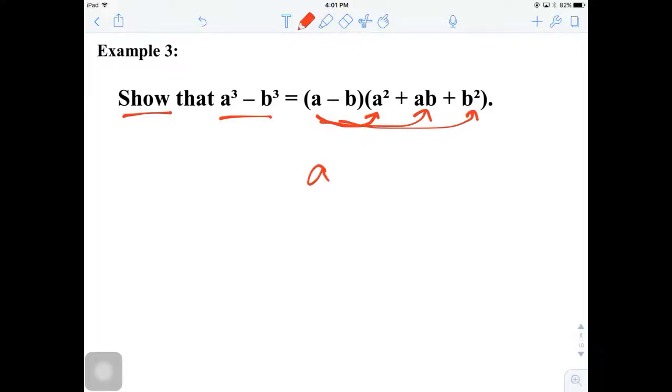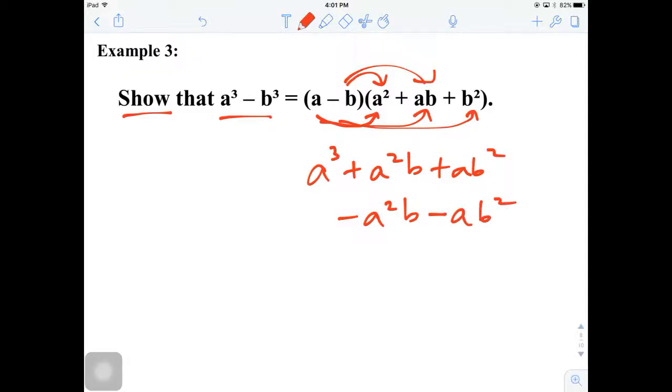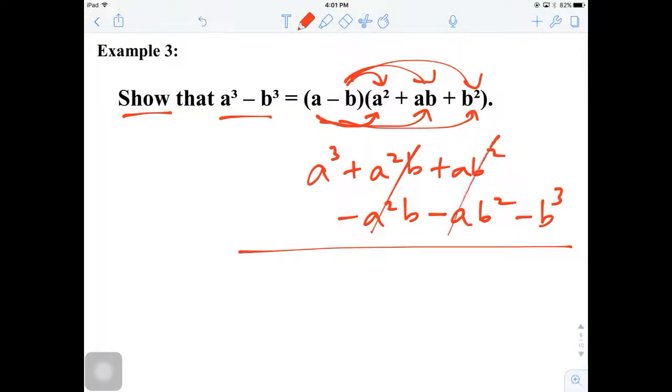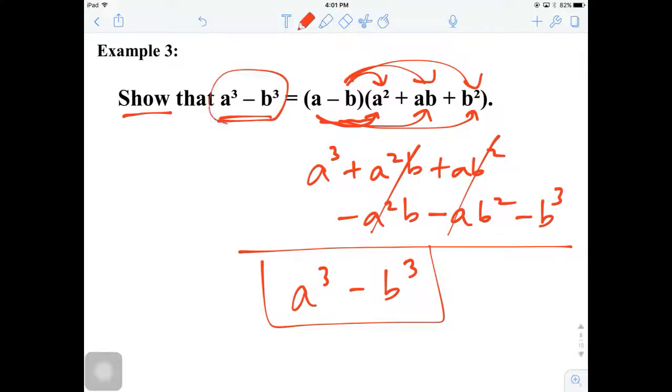So we're going to have a to the third plus a squared b plus a b squared. Next, we're going to distribute the negative b through. So we're going to have negative a squared b, and then a negative ab squared, and then finally a negative b to the third. So notice what happens is that these middle terms are going to all cancel out because they are opposites of each other, and that leaves you a cubed minus b cubed, and we have just shown that this product is going to give us a cubed minus b cubed.